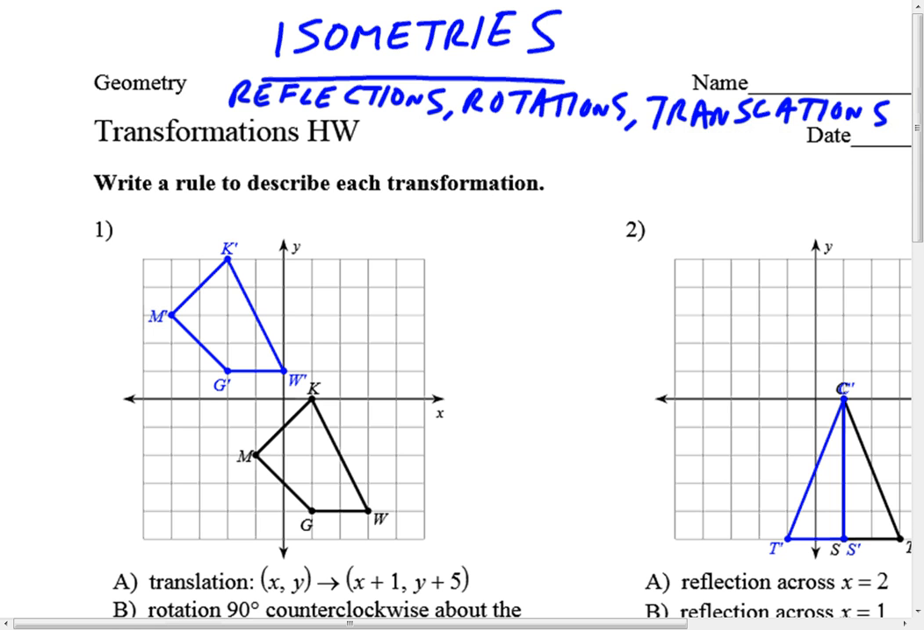When we look at reflections, rotations, translations, the common factor is that there is no size change. The before and after is the same size. What's another way of saying that it's the same? What term have we been using? Congruent. It's congruent. It's not in the same exact spot. It might not be in the same orientation, but it's congruent to the original shape.